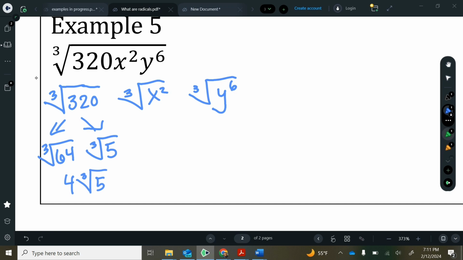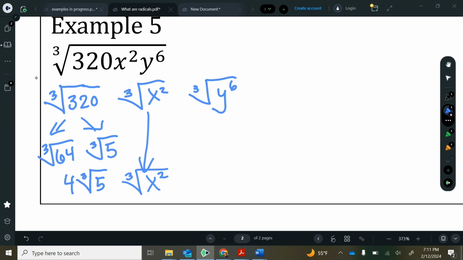Now, let's see. Next one here is cube root of x squared. Now, if your exponent inside of the root is less than the index of the root, you're not going to be able to factor anything outside of the root. Because 2 is less than 3. So you know what that means? This whole thing is going to stay unchanged. It's going to come down. So we've got times the third root of x squared.